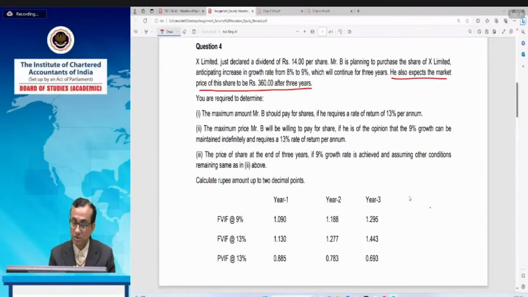So what does point 1 say? The maximum amount Mr. B should pay for shares if he requires a rate of return of 13% per annum. So the discount rate is 13%. Maximum amount Mr. B should pay. This maximum amount concept will be more clear to you after solving it. I will again explain this portion, the maximum amount. Okay. Now let us solve this question first.